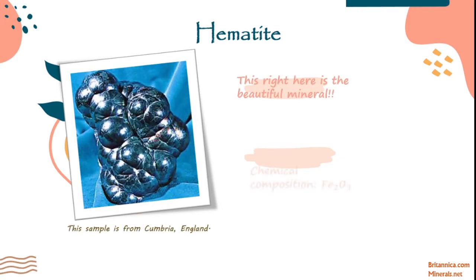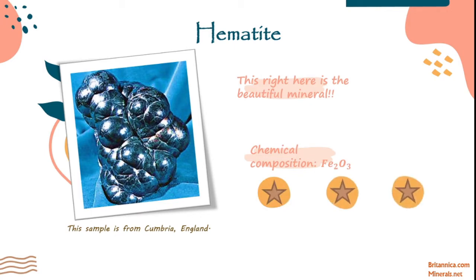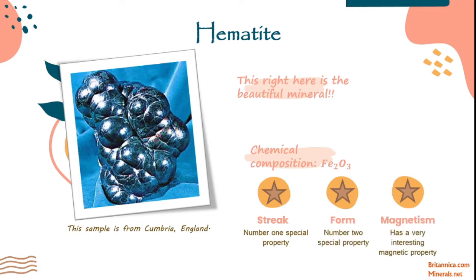Hematite is known to be an abundant ore of iron in the world, having the chemical composition of Fe2O3. This one is a strong mineral. The top three properties it shows are streak, its ability to grow various shapes and forms, and its interesting magnetic property.